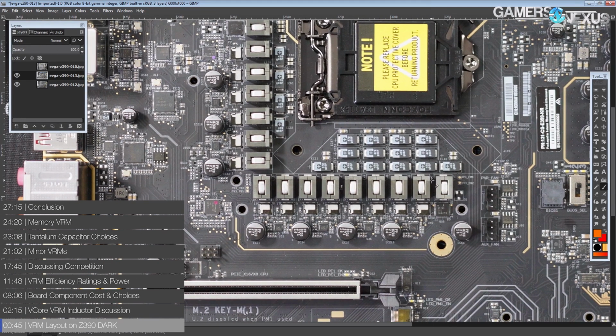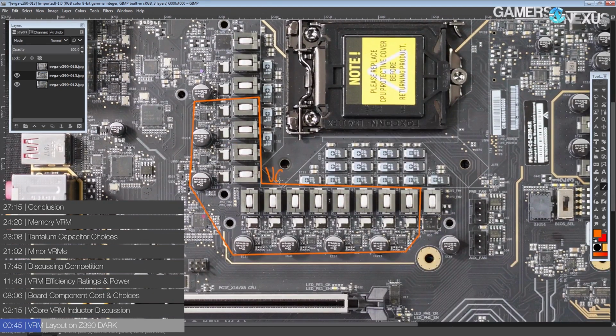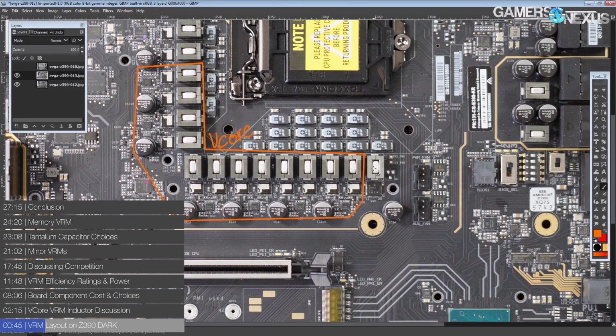Starting off with the most important and largest voltage regulator on the board, say hello to the 12-phase V-Core VRM off of an X299 DARK. It's not actually the same. They've changed it quite a bit. It has a different layout, different inductors, but the power components themselves are actually very similar. Well, anyway, that's our V-Core VRM right here.